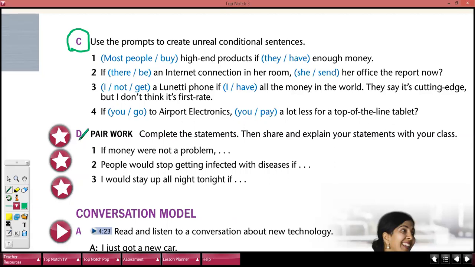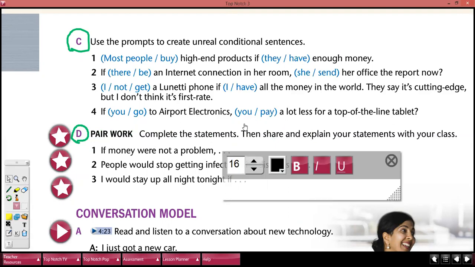Now we have the pair work. Okay, we're gonna do it all together in the next class, so don't worry about it. But it's pretty simple. We have to complete the statements and share the answers. If money were not a problem, what would you do if you had all the money in the world, all the money that you needed?